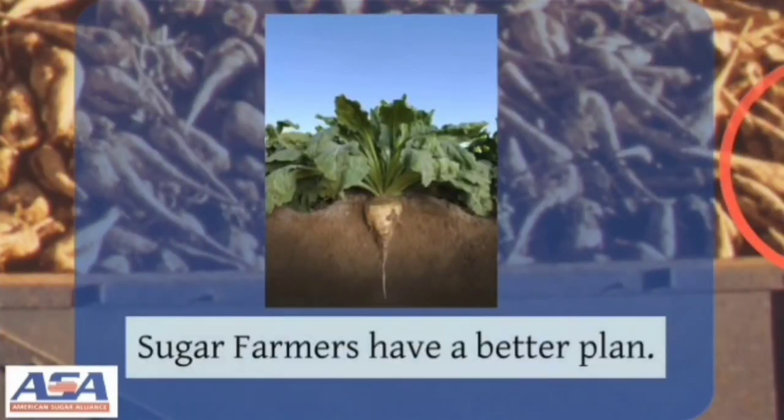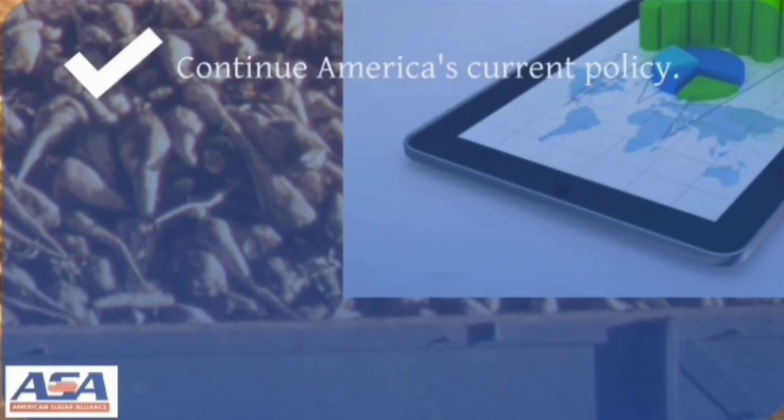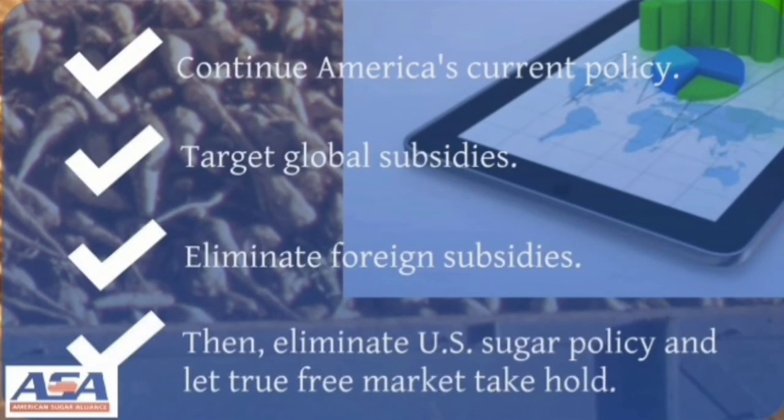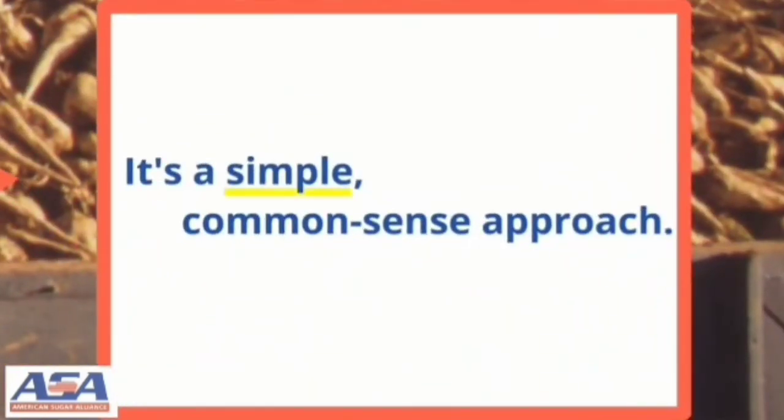Sugar farmers have a better plan. Continue America's current policy and target global subsidies. Eliminate foreign subsidies. Then eliminate U.S. policy and let a true free market take hold. It's a simple, common sense approach.